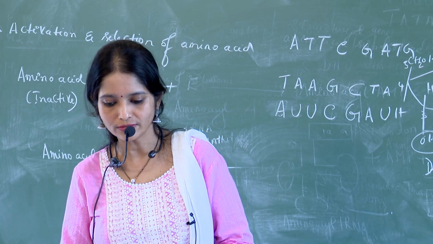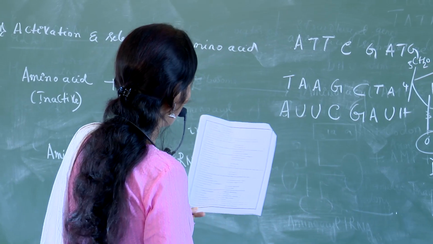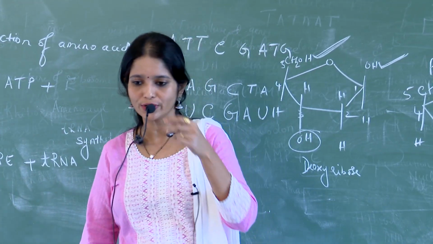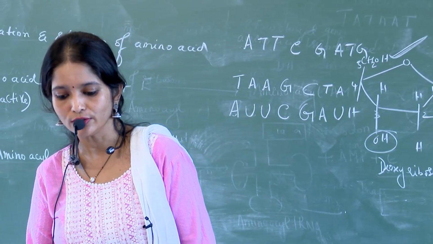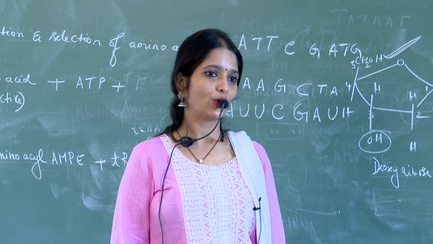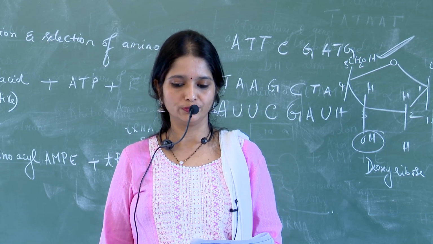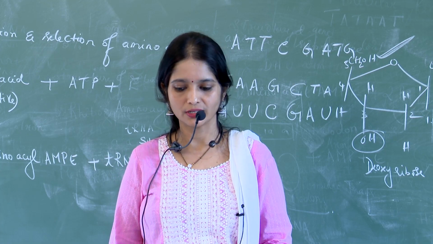Next question. The three codons which result in the termination of polypeptide chain synthesis. Which are the three stop codons? UAA, UAG, UGA, all begin with uracil. Option 2. Yes. Next one.